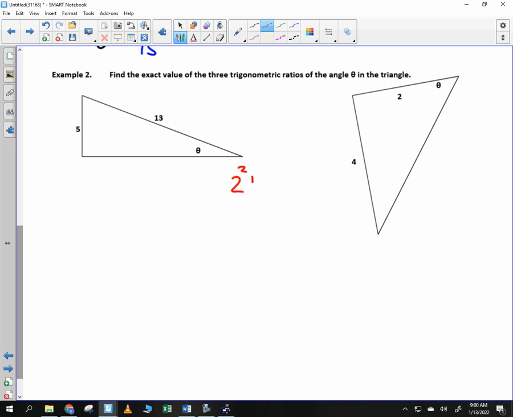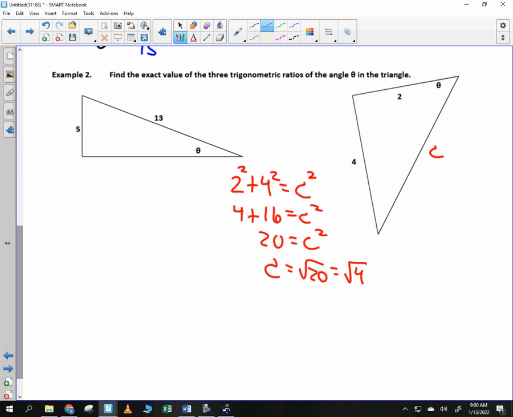Two squared plus 4 squared is equal to c squared. 2 squared is 4, 4 squared is 16. So 20 is equal to c squared. So c is the square root of 20. Can you simplify the square root of 20? Because you have the square root of 4 times the square root of 5, that becomes 2 roots of 5. So c is 2 roots of 5.